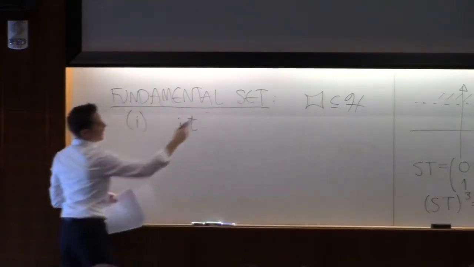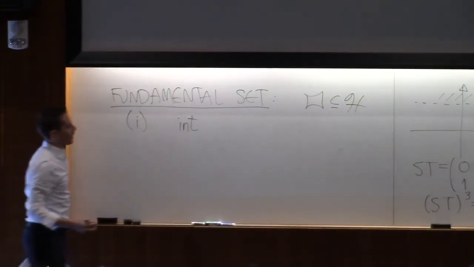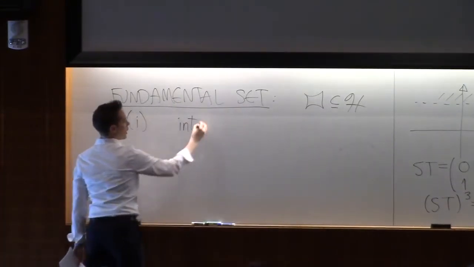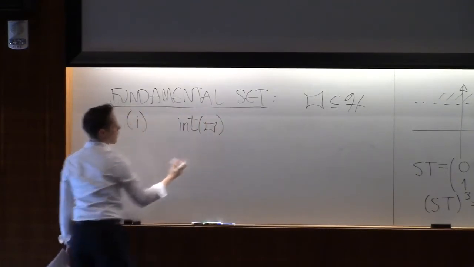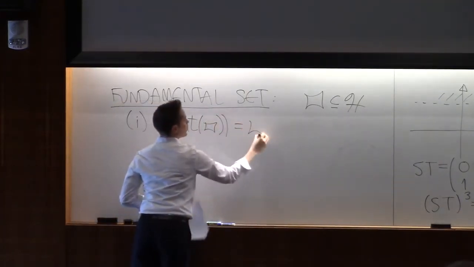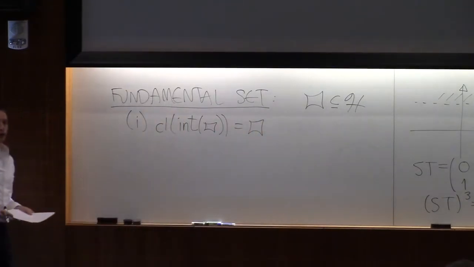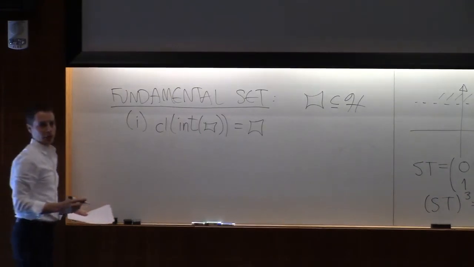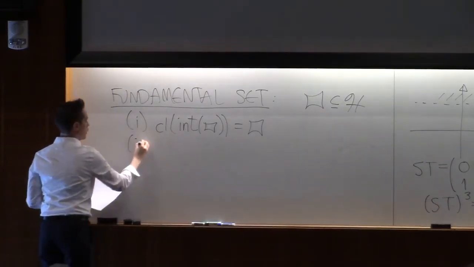So if you have a group gamma and you want to know a fundamental set for the group gamma, well, first of all, I want some basic topological properties. If I take the interior of the set and then the closure, I want to get the set back. So don't try to do something crazy like sprinkle a random discrete set of points over the upper half plane. That's not going to help you.